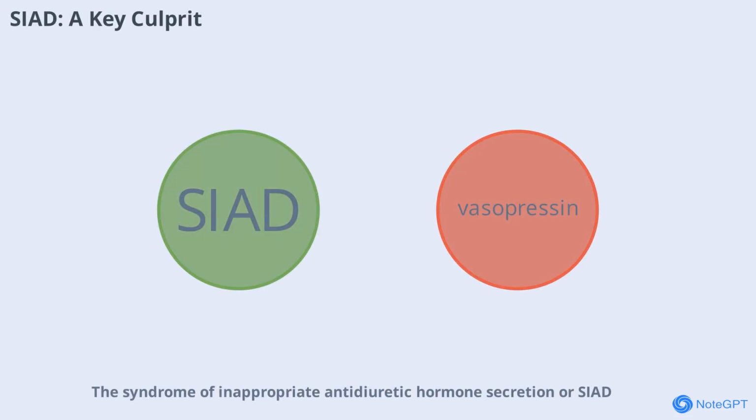Syndrome of inappropriate antidiuretic hormone secretion, or SIAD, is a leading cause of euvolemic hyponatremia. In SIAD, the body releases vasopressin inappropriately, causing water retention without sodium changes. This can be triggered by medications, stress, pain, or underlying diseases. SIAD is especially common in hospitalized and older patients.